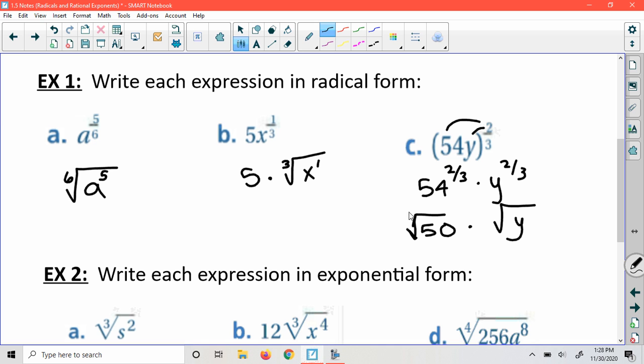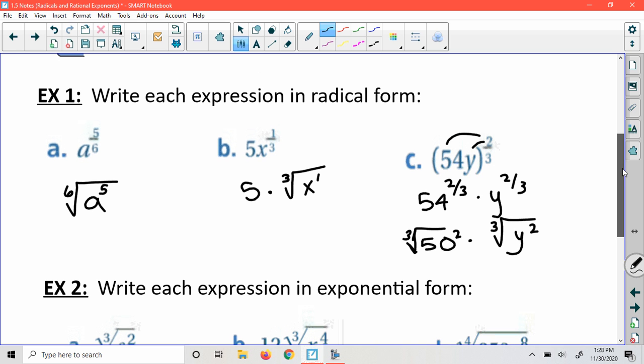Hopefully you can start to remember which one goes where. It'll be the 3rd root and the 2nd power. So that is changing them from exponential form to radical form.